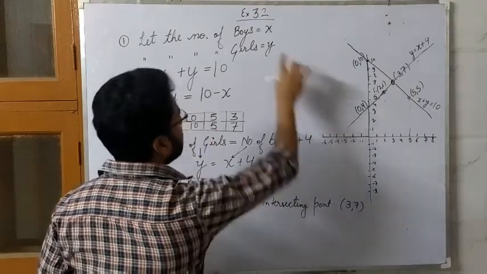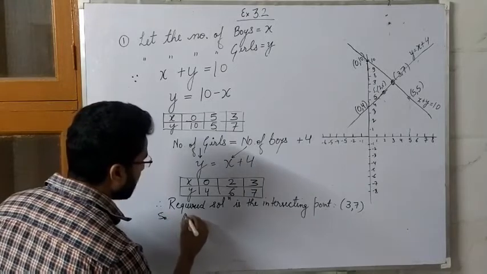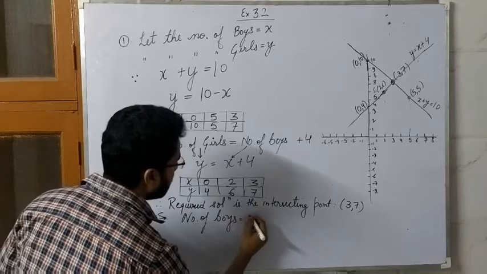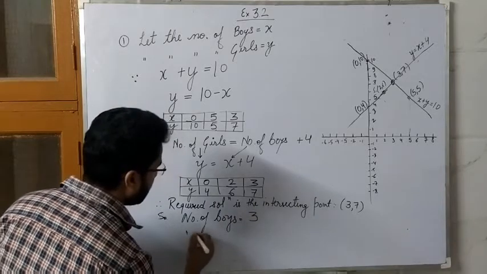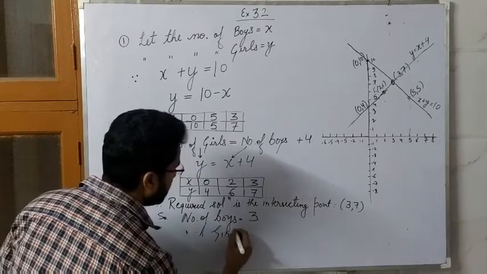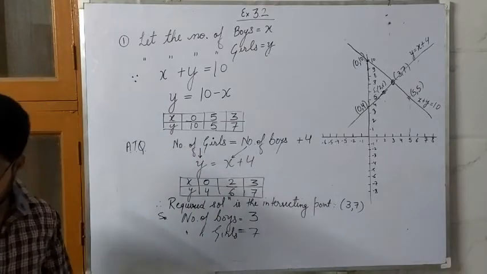So x was the number of boys. Therefore we can say, the number of boys are how many? The number of boys is 3 and the number of girls, how many? 7, right? Okay. With this your first question is done.